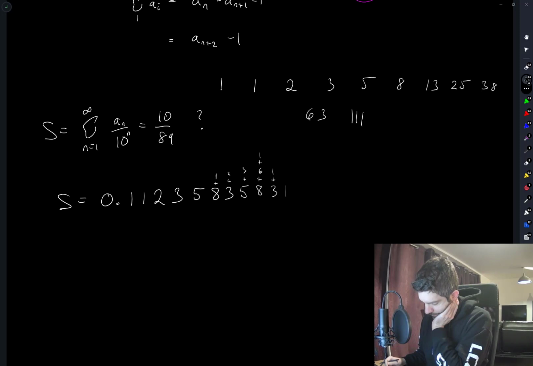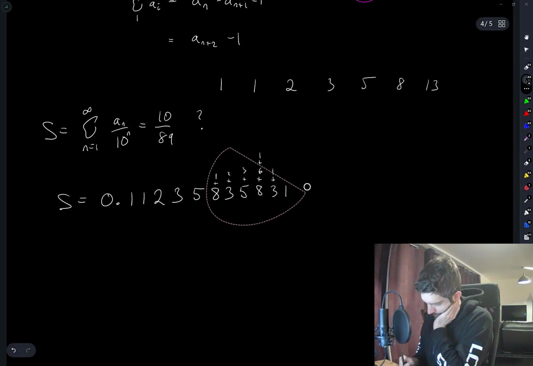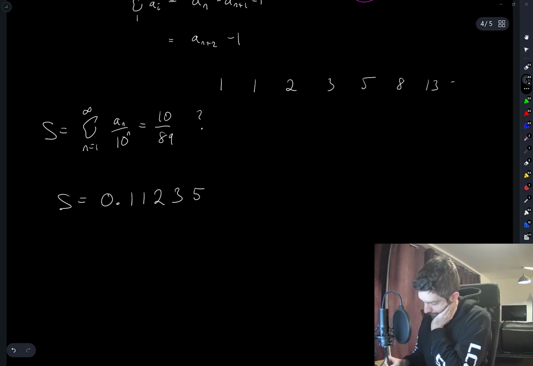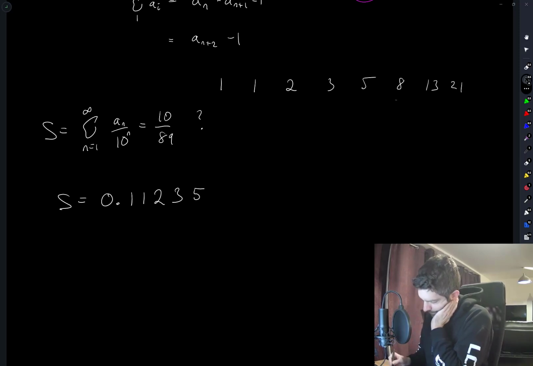So we're continuing like this. 111 plus 60. I did something wrong. Yeah, these numbers are not correct. 21. I knew this didn't look familiar. 13 plus 21, 34. 21 plus 34, 55. 34 plus 55, 89. Okay.